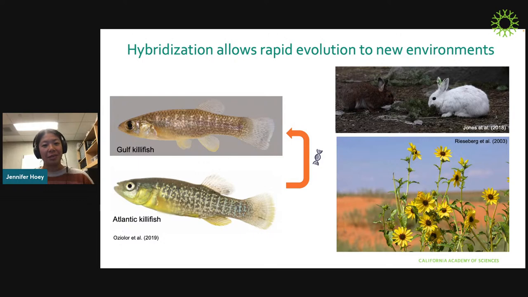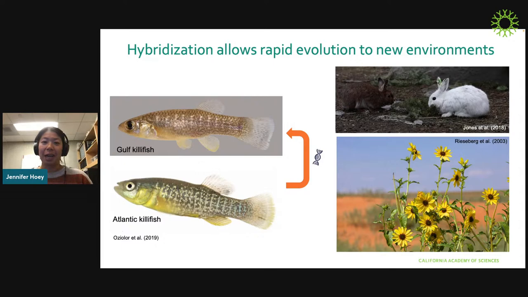And so in all three of these examples, hybridization was actually facilitated by different environments being in close proximity to each other. So in the killifish example, it was an environmental gradient of pollution in a river. In the rabbit example, it's an environmental gradient of winter intensity and snowfall. And then in the sunflower example, it's an environmental gradient of how well the soil holds water.